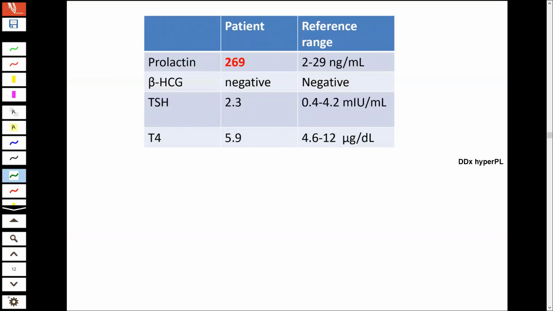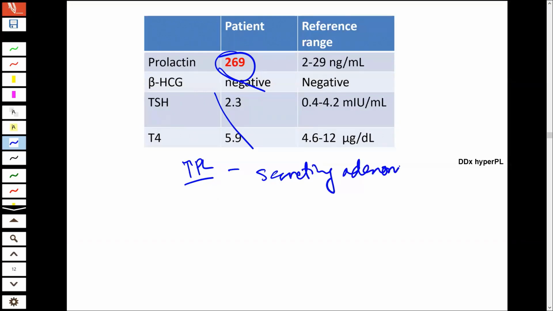Prolactin adenoma, secreting adenoma. Okay, so remember we talked about prolactin has four causes, right? So we've ruled out thyroid. That's pretty nice. We've ruled out physiology. That's pretty nice, right? Number one, so you're saying it's a secreting adenoma, right? But where else could that adenoma be that would cause increased prolactin, Alexander?